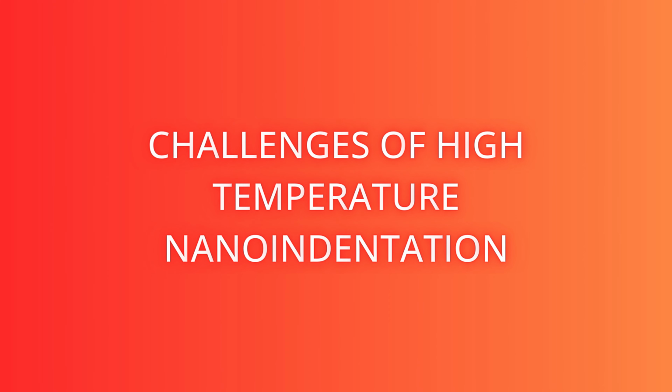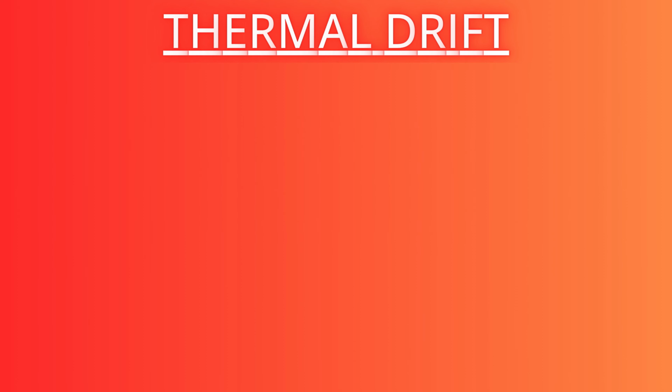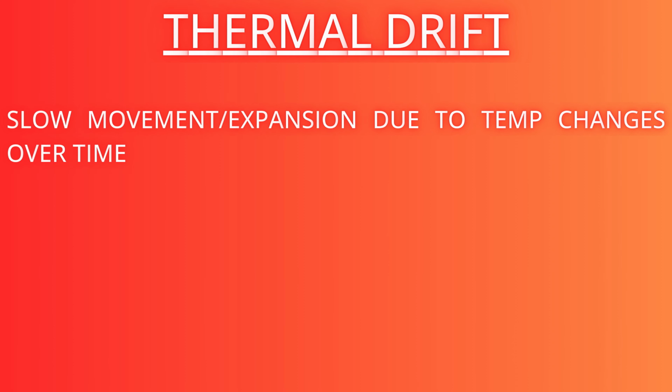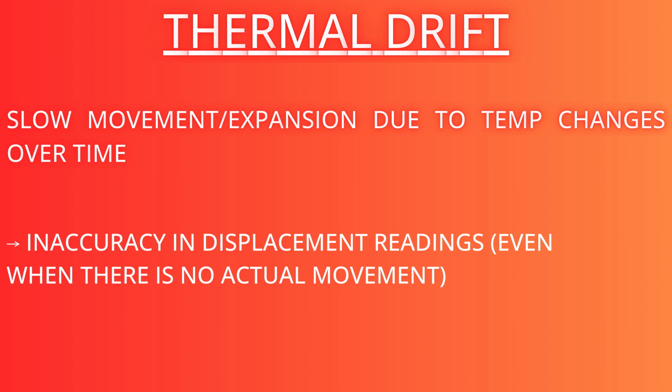Now I would like to talk about the challenges that occur during high temperature nanoindentation. Due to those elevated temperatures, thermal drift will occur. What does thermal drift even mean? Thermal drift refers to the slow movement or expansion of parts in a nanoindentation system, for example the tip, due to the temperature changes over time, which will then lead to an inaccuracy in the displacement readings, meaning maybe there's a displacement shown or measured when there's actually no movement at all happening.